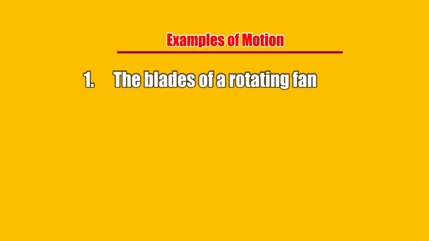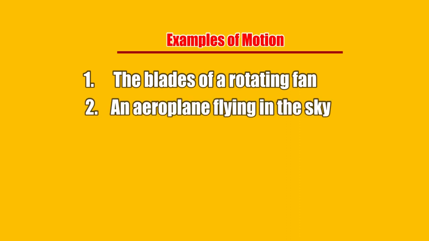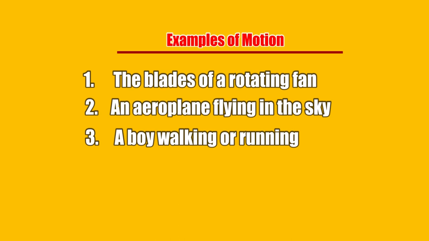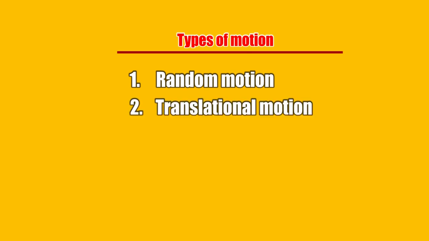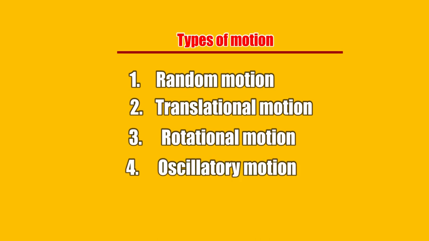Other examples of motion that you can see around are the blades of your rotating fan, an aeroplane flying in the sky, a boy walking or running. These are good examples of motion. But our discussion will be based on the types of motion. We want to lay more emphasis on the types of motion. First, we look at random motion, followed by translational motion, rotational motion, as well as oscillatory motion.